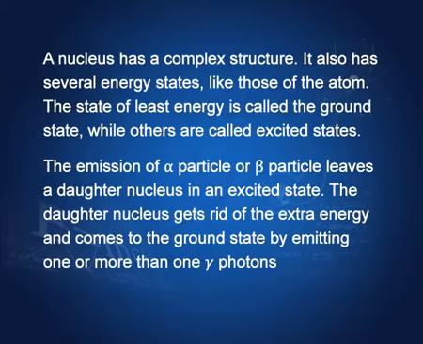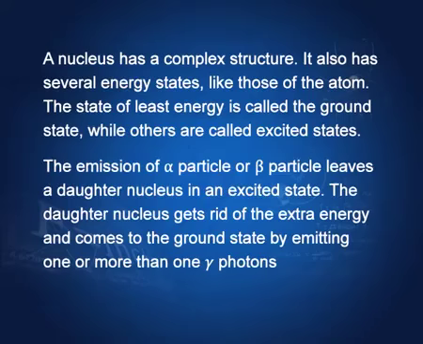The emission of an alpha particle or beta particle leaves a daughter nucleus in an excited state. You see, I have told you this earlier also. When the alpha particle or beta particle is emitted, the daughter nucleus is most of the time in an excited state, that is, not in the ground state but one of the excited states, and then it comes down to the ground state by emitting gamma particles.